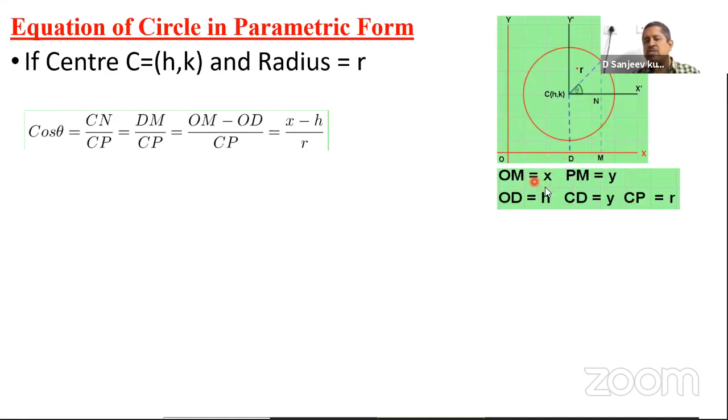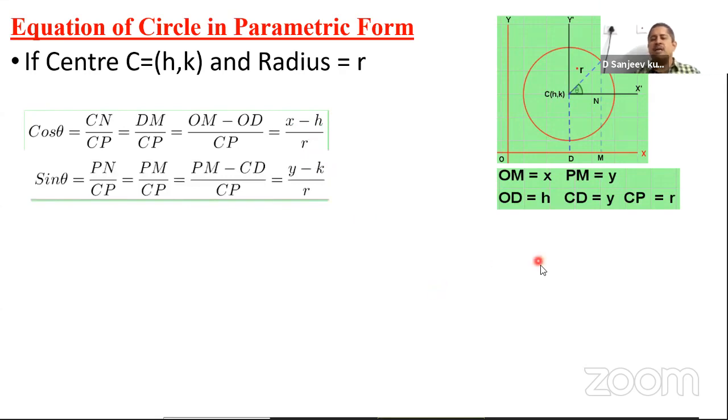What you have assumed as OM is x, and OD is h, and CP you have taken as r. So the cos theta value is (x minus h) divided by r. Likewise, sine is nothing but opposite side by hypotenuse. Now, which is the opposite side here?